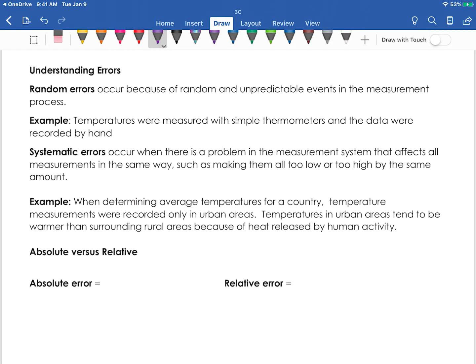That is a random error. It's unpredictable and it's hard to control. So that would be considered a random error.